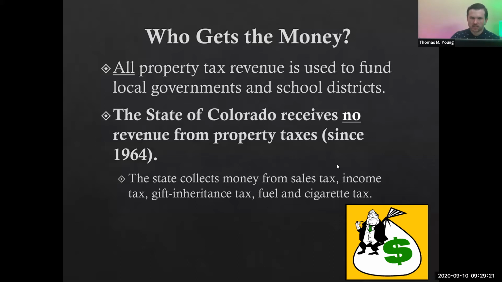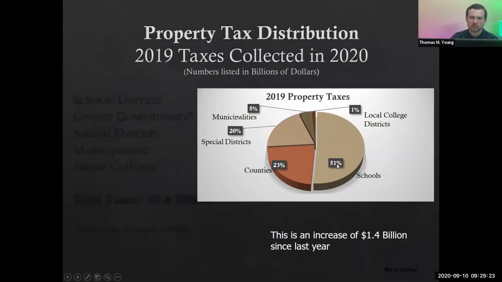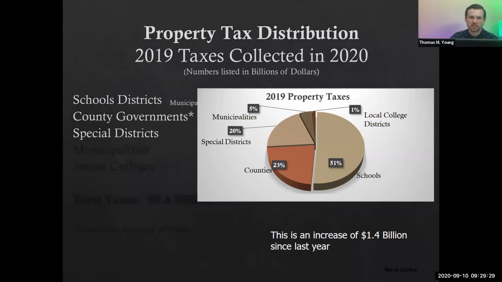And when we look at what all of that local property tax funds, these are the latest numbers that are available. So these are 2019 taxes collected at the beginning of this year in 2020. School districts get about half. So it's a pretty huge chunk of the money. County governments get about a quarter of it. It was 23% in the last year.